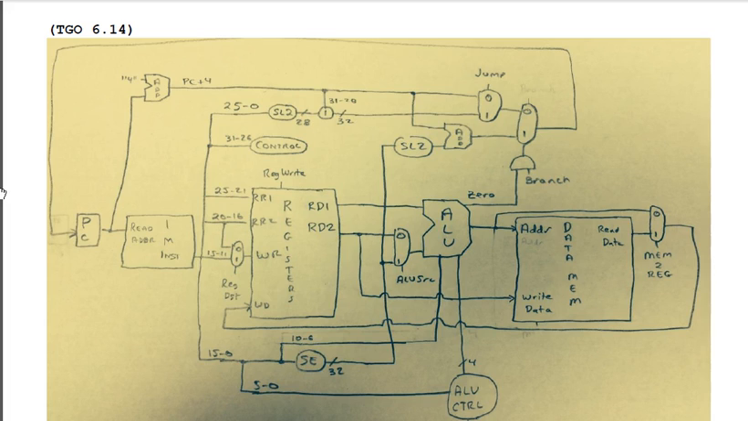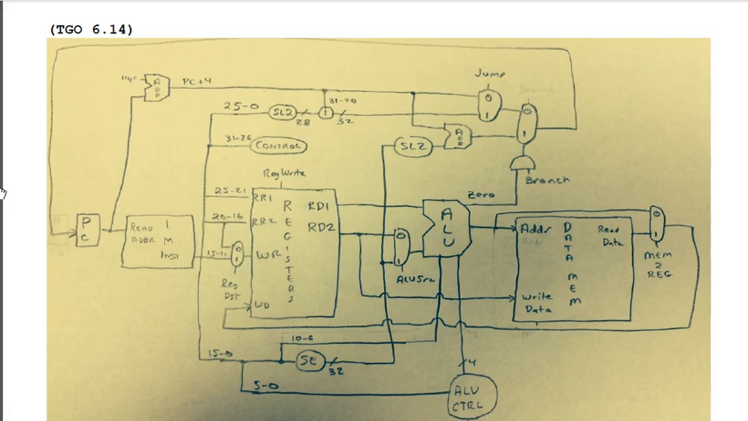Register addressing, right? Where's the register addressing? Right here. Immediate addressing: the immediate value actually goes to the ALU. PC relative addressing: PC relative means we have the program counter, and then the immediate value is added to it, right? So that means it's relative to the program counter.